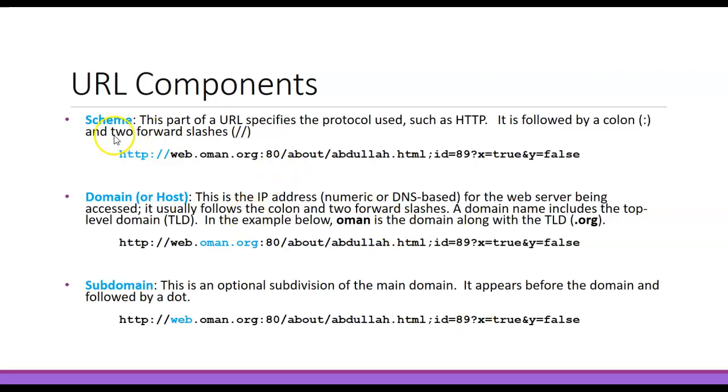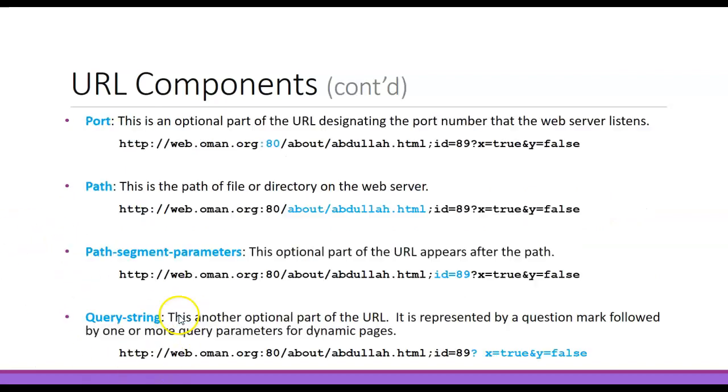So to sum up, we have these parts. Firstly, the first part, which is scheme. The scheme defines the protocol followed by colon and then two forward slashes. Then we have the domain and the top level domain. Here we have the subdomain. If the domain is divided into multiple divisions, subdomains, it's listed before the domain itself.